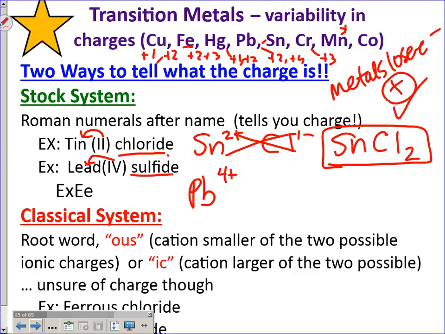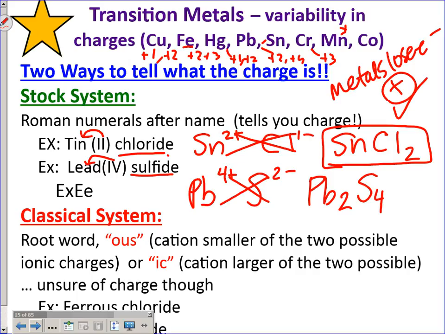What's sulfide symbol? S. Charge 2 negative because it's in group 6. Okay, so now when I crisscross these, what do I get? Pb2S4. All right, so this is the point where you have to kind of take a minute and breathe and go, that's not the lowest ratio I could go. If you have a ratio that's an even number, you can always reduce it down to make it simpler.